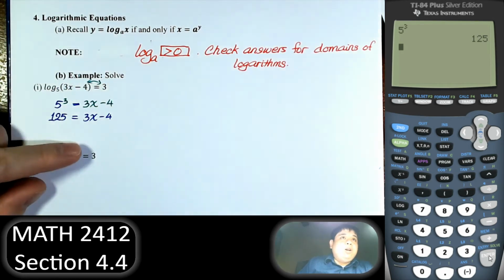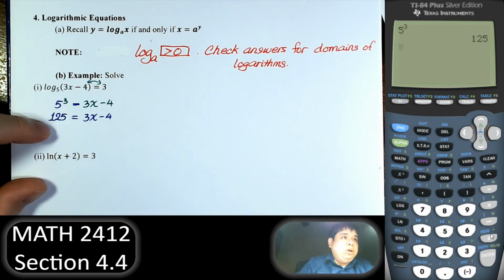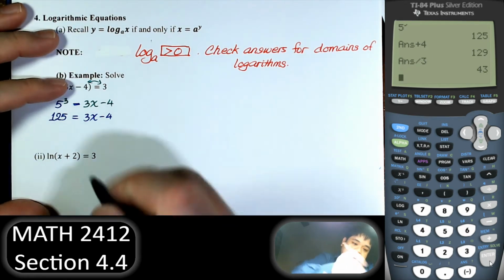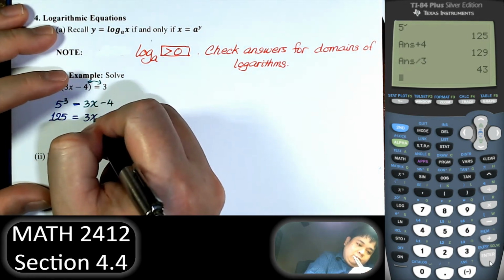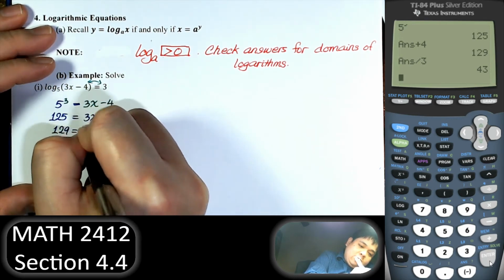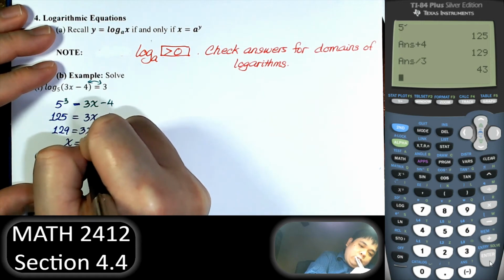And then plus 4 on the other side, and then divide by 3. So I have 129 divided by 3 is 43. So 129 equals 3x, so x equals 43.